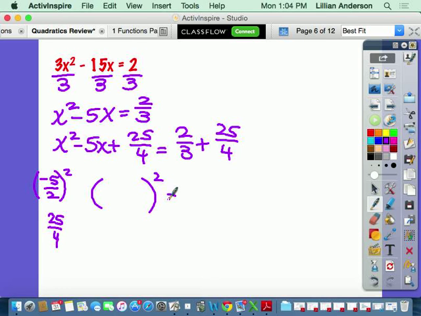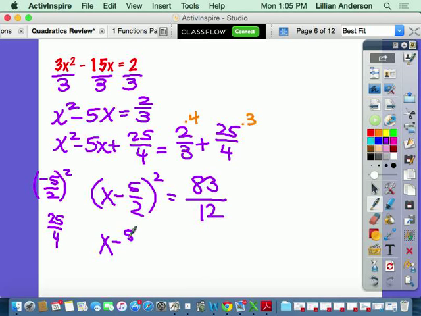So we factor the left, and just remember, whatever is in this part of the parentheses, we took half of b. It works that way every time. Then over here, we can't add them the way they are. They have to have a what? Common denominator, which is 12. So I have to multiply this first fraction by 4, and the second one by 3. So you get 8 plus 75, which is 83 over 12, so then we take the square root.